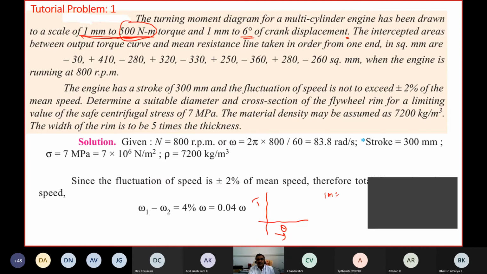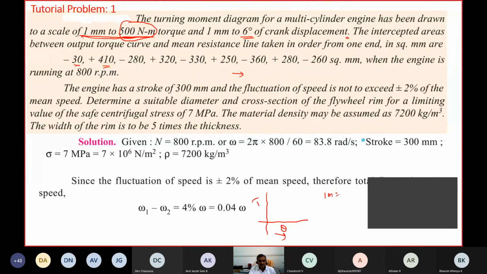The intercepted areas between the output torque curve and the mean resisting line, taken in order from one end, in square millimeters, are minus 30, plus 410, minus 280, plus 320, minus 330, like that. It is changing. They are telling about the turning moment diagram going above and below the mean torque. Minus 30 means it is going below the mean torque; plus means it is going above the mean torque.